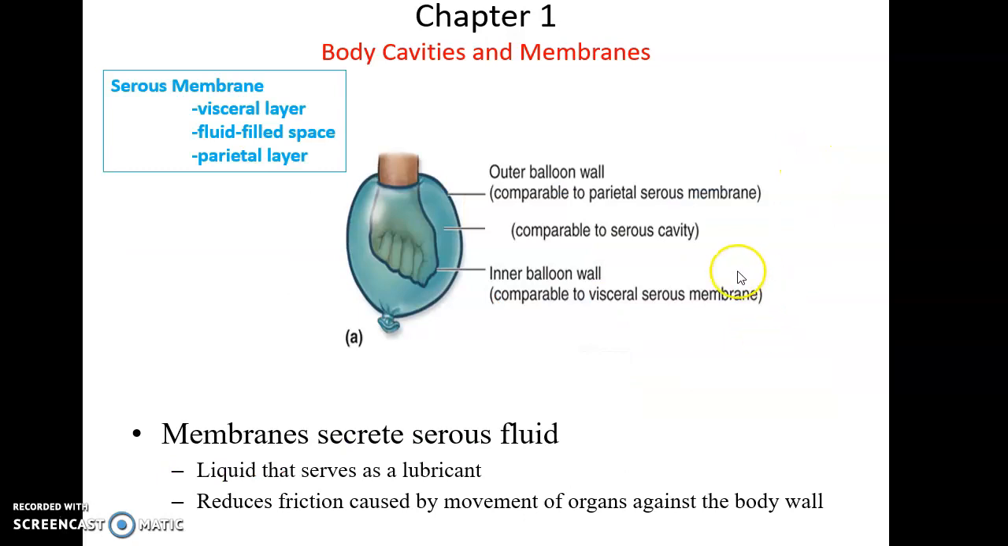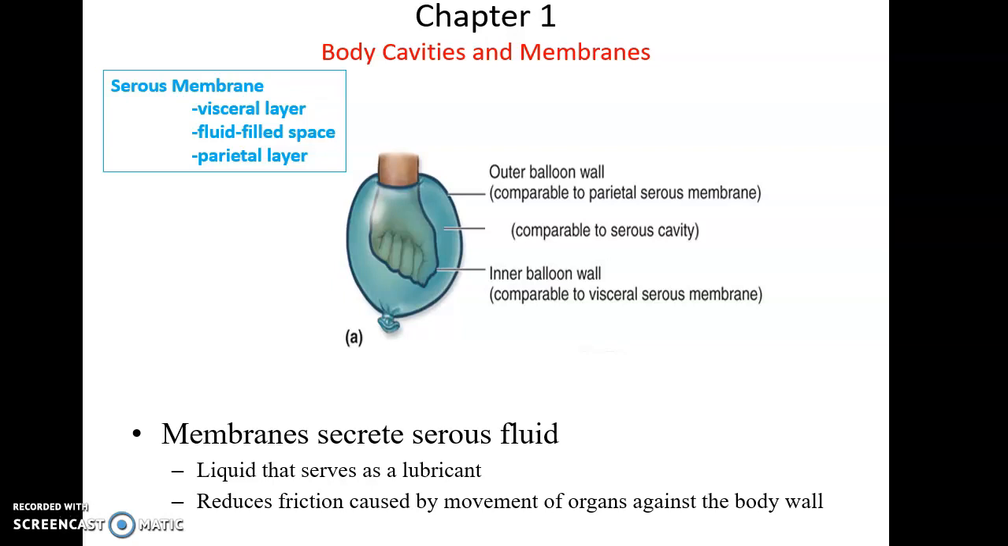Serous membranes. Serous membranes are relatively important, and there are 4 main serous membranes. They are 2-layered structures. They have a visceral layer lying on the surface of the organ, and then a parietal layer that's exposed to whatever surrounds that organ. And then there's a thin little space between the 2 layers, and that space, that cavity, is filled with fluid, with serous fluid.